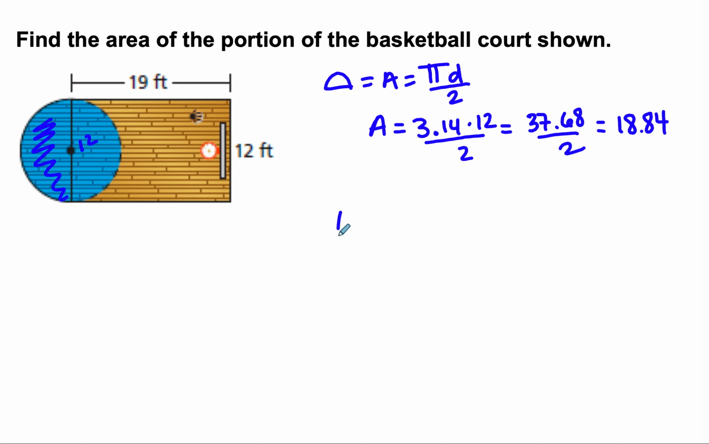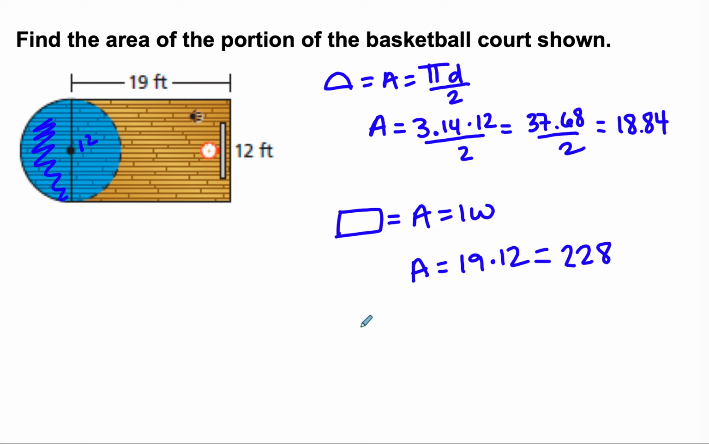Now I need to do the rectangle. The formula for the rectangle is area equals length times width. My length is 19, my width is 12. So I'm going to do 19 times 12. And 19 times 12 is 228.